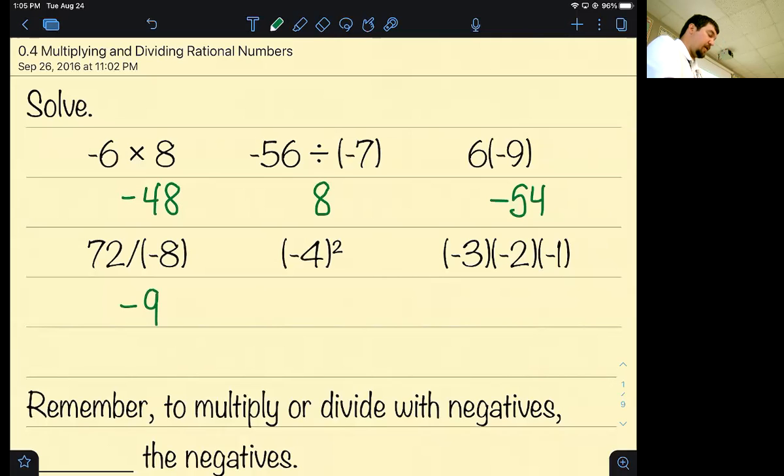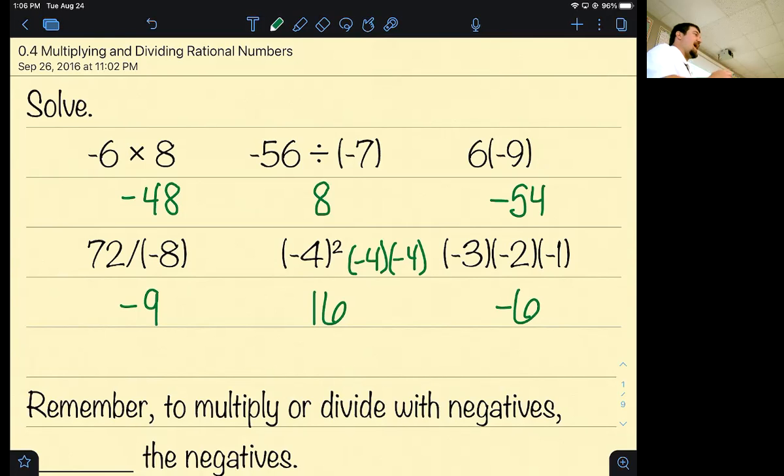Owen, Oliver, negative 4 squared. 16. That's right, because negative 4 squared actually means negative 4 times negative 4, and the 2 negatives make a positive. So that's going to give us positive 16. And then Xander, negative 3 times negative 2 times negative 1. Negative 6. That's right. If we have 3 negatives, 3 is an odd number, and the whole answer is going to be negative. And then of course 3 times 2 times 1 is just 6. Now take these rules and apply them to fractions and decimals.